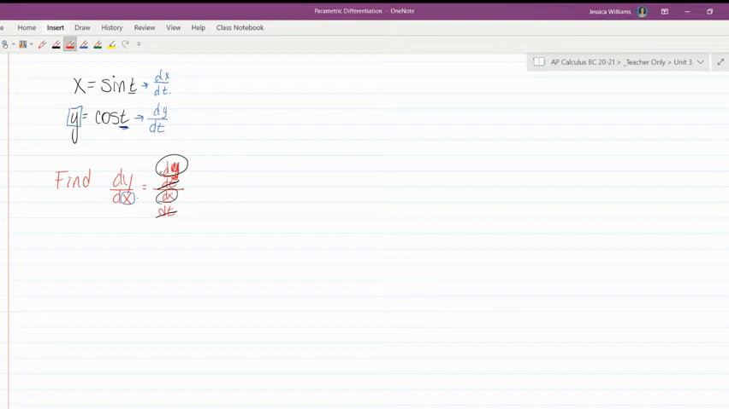Let me show you with a little keep, change, flip action. So what I'm doing is I'm taking dy/dt and dividing it by dx/dt. Keep, change, flip. And again, the dt's cancel away, and you're left with dy/dx.